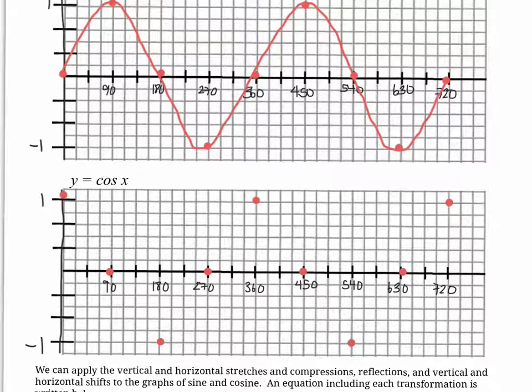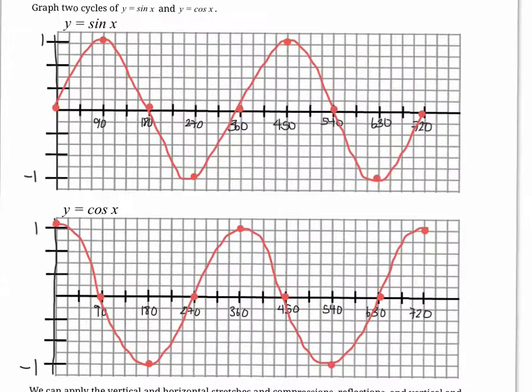So here are our points for our second cycle, starting at 360, ending at 720 now. The middle of 360 and 720 is 540, and then the middle of 360 and 540 is 450, and then it's going to come back and hit at 630. So now we can connect them. So here are our graphs of 2 cycles of sine and 2 cycles of cos.